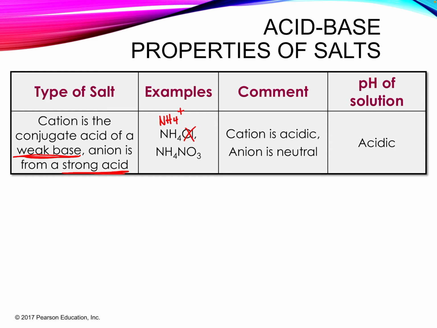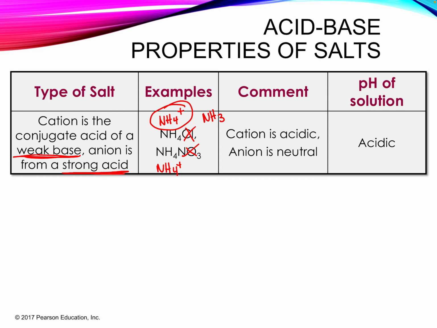We're going to ignore the chloride, and then this one also ammonium, and then again, ignore the nitrate. Okay, so ammonium, to figure out which base that came from, we're going to pull one of the hydrogens off. That's leaving us with NH3. That's ammonia. And we know ammonia is a weak base. Therefore, ammonium is going to act as a weak acid.